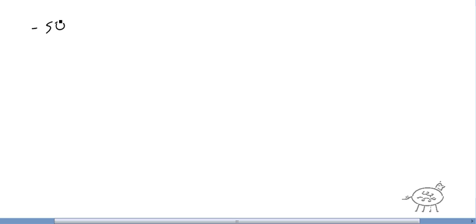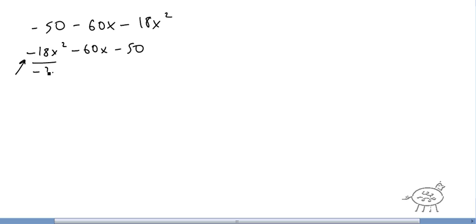Negative 50 minus 60x minus 18x squared. Brutal, brutal. Okay, unless you recognize that. Okay, let's first of all put it in descending order. So negative 18x squared minus 60x minus 50. These are all even numbers, so I definitely can take out a 2, and obviously because it's negative, I'm going to factor out a negative 2.